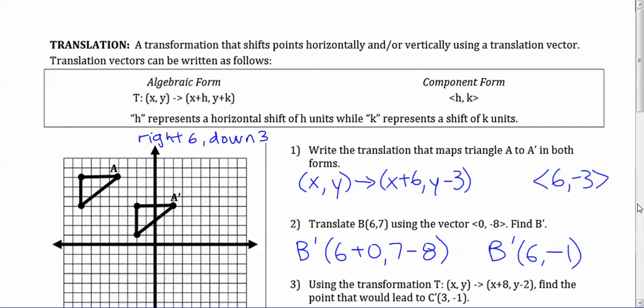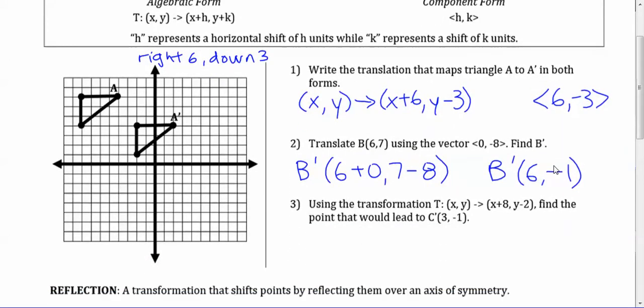And finally, there's one more thing I might ask you, which is a question like number 3. It says using the transformation, so this is the transformation where xy gets mapped to x plus 8, y minus 2, find the point that would lead to C prime, which is at 3, -1. So this is giving me the after, and it's asking me what's the before. Well, the before, x got increased by 8, and then I ended up at 3. So if I want to go backwards, then my after, if I decrease it by 8, I should end up back at the original.